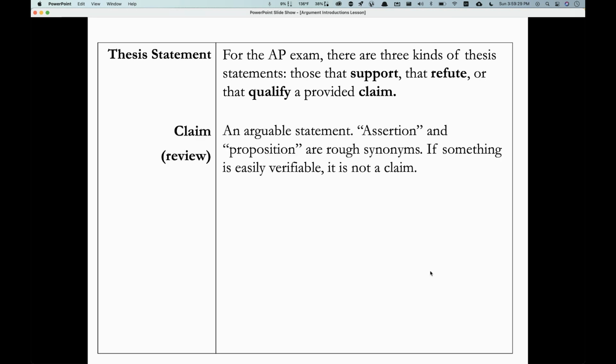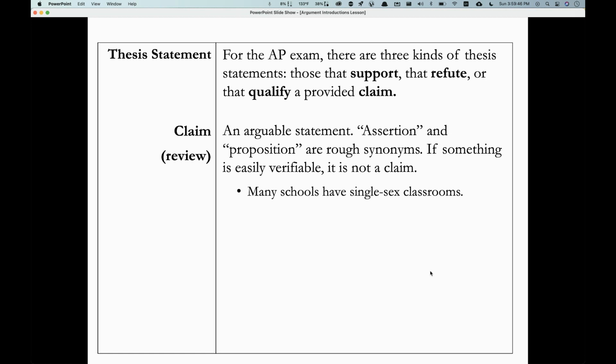So just quick review of our claims. We saw this first semester. So claims are just arguable statements. Assertions and propositions are rough synonyms. If something can be easily verified, it is definitely not a claim. That is just a fact.